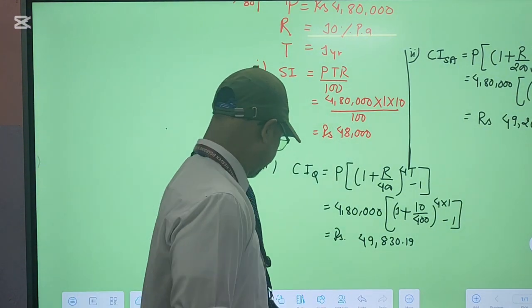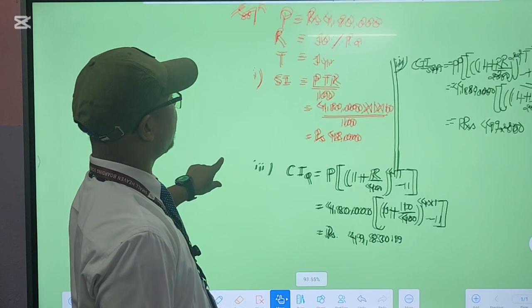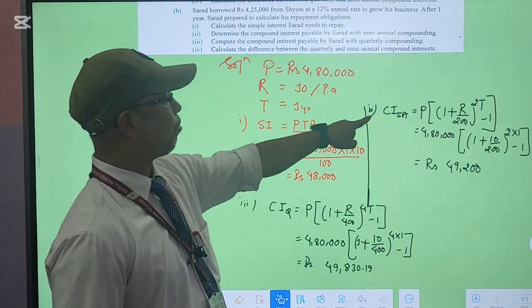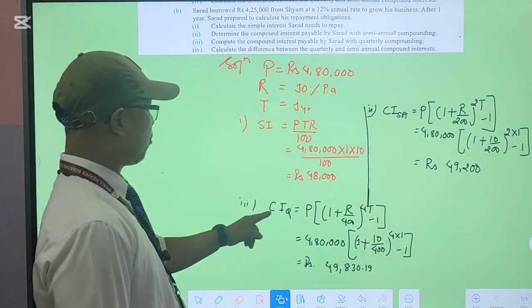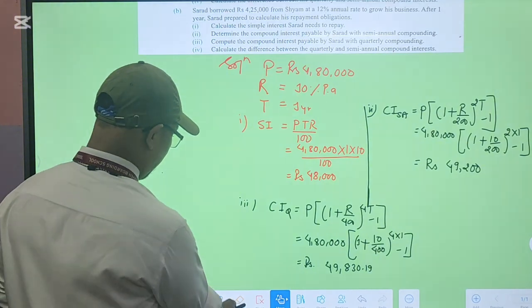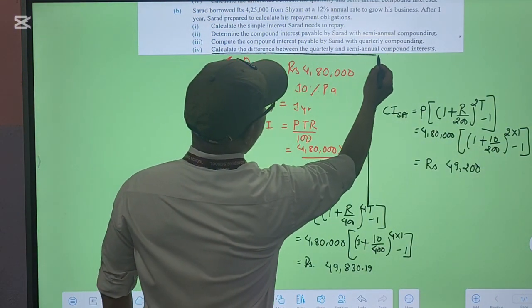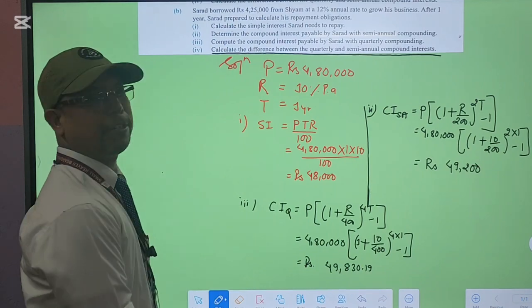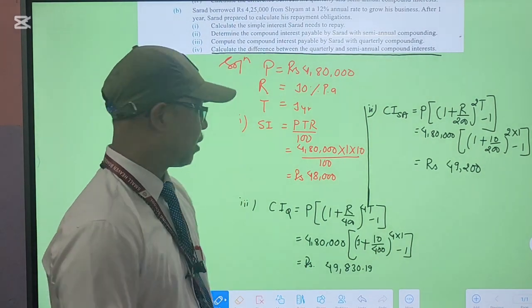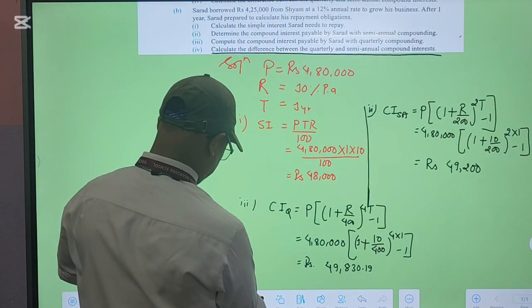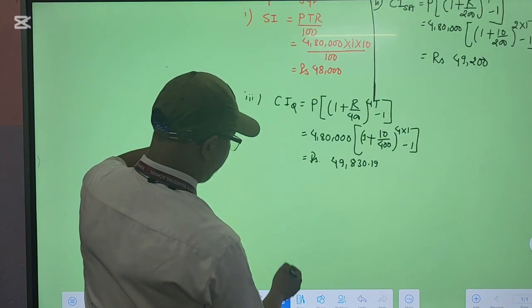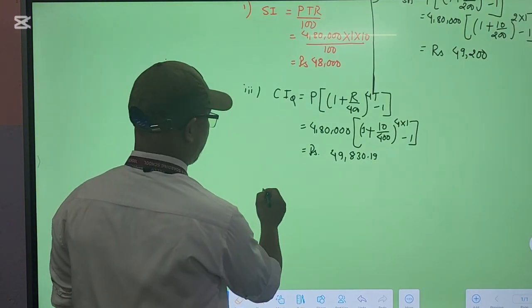Now look here. What have you found in this? You found simple interest, you found compound interest semi-annually, and you found compound interest quarterly. Now what we are asked in question number 4: calculate the difference between the quarterly and semi-annual compound interest. For the difference, just subtract. That means subtract. Let me renumber your answer.